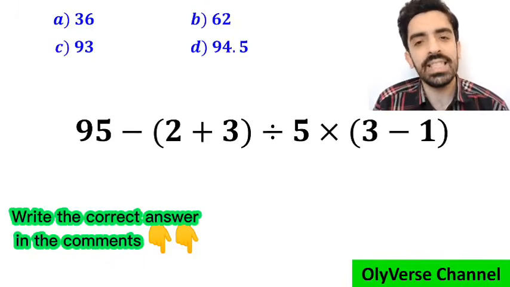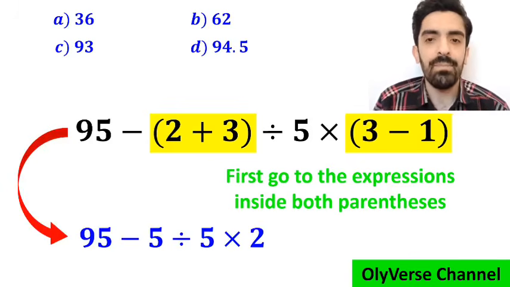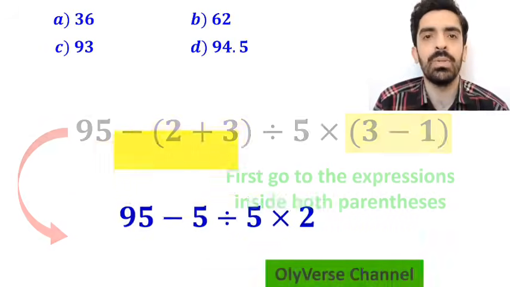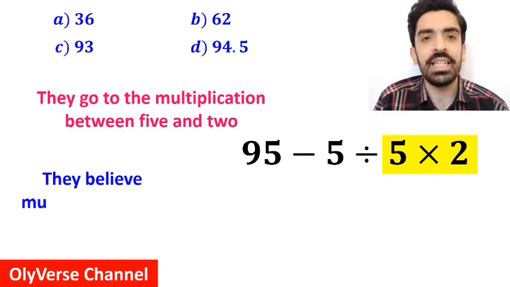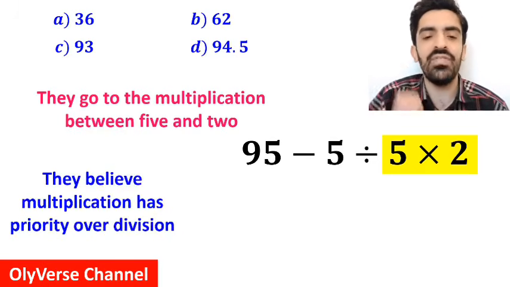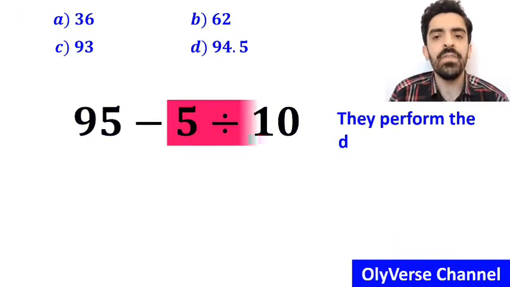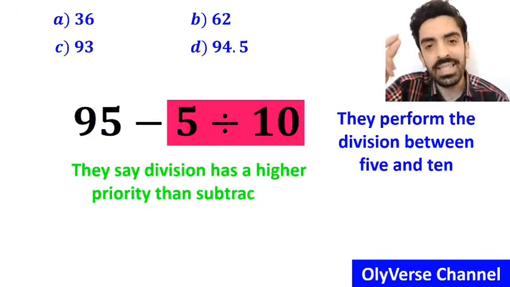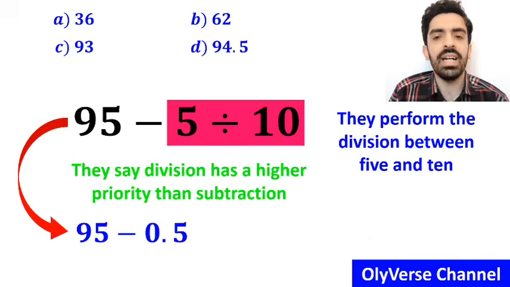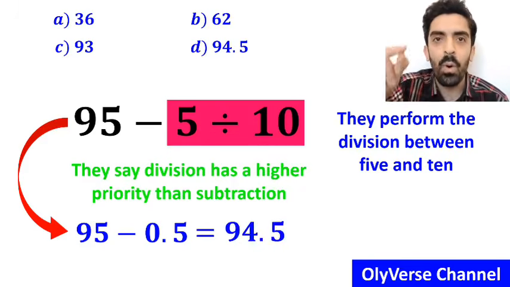Also, some other people, when solving this question, first go to the expressions inside both parentheses and simplify to 95 minus 5 divided by 5 times 2. In the next step, they go to the multiplication between 5 and 2 because they believe multiplication has priority over division. So, they simplify this expression to 95 minus 5 divided by 10. In the final step, they perform the division between 5 and 10 because they say division has a higher priority than subtraction. So, they rewrite this expression as 95 minus 0.5, which ultimately gives them the answer 94.5.